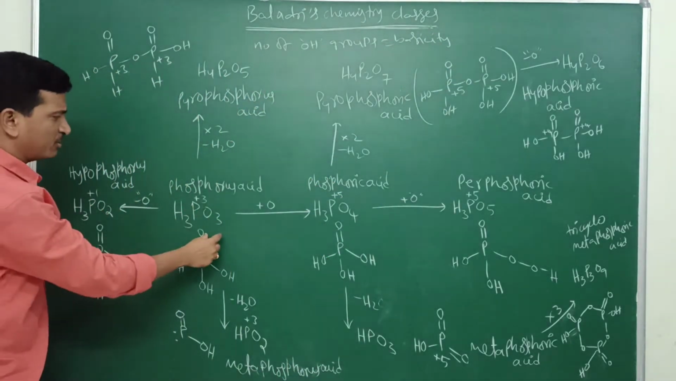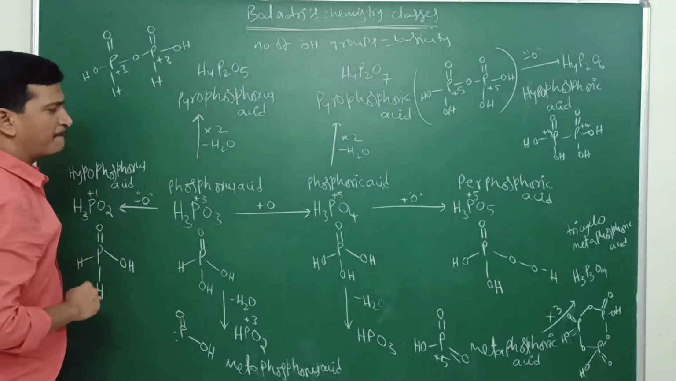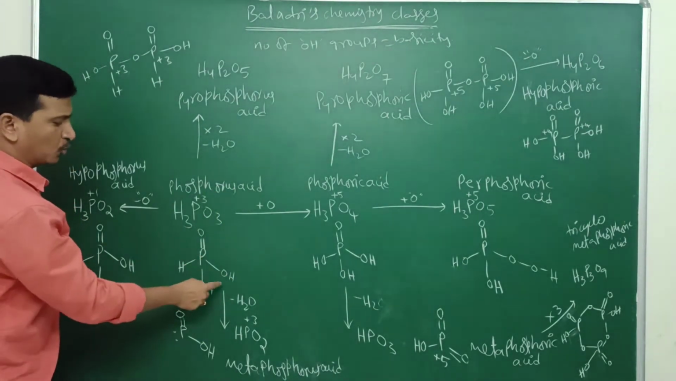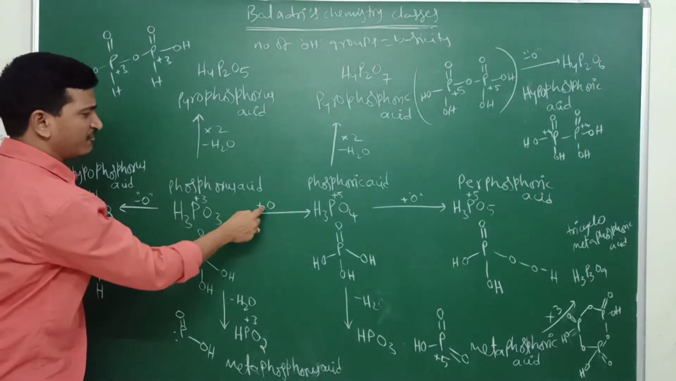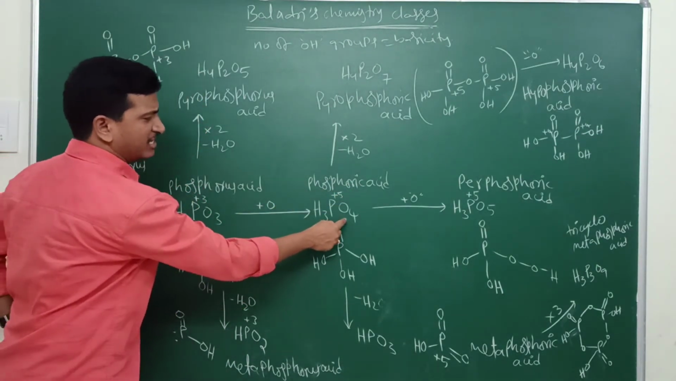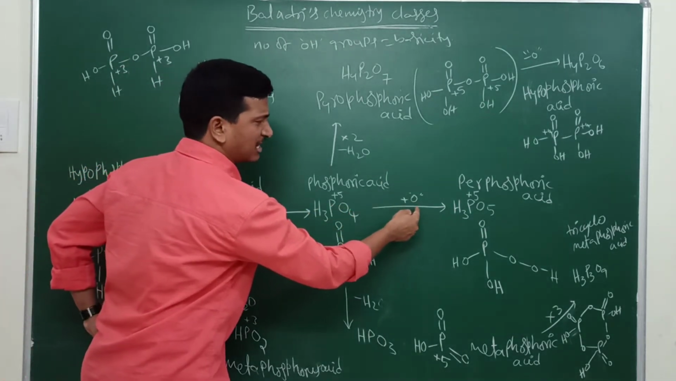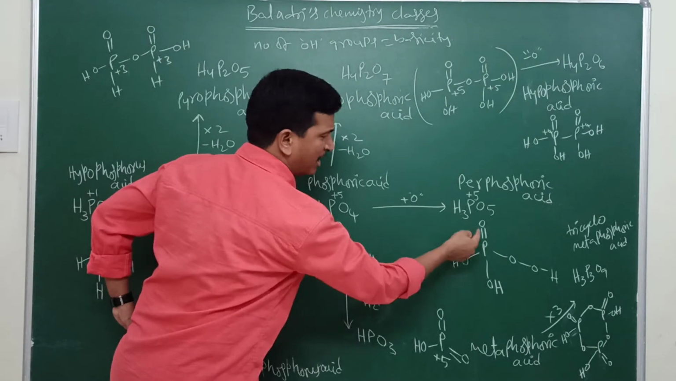Now come to H3PO3, that is phosphorus acid. There are two OH groups. So basicity of this phosphorus acid is what? 2. Okay. Now for ous acid, if you add one oxygen, you will get ic acid. That is called phosphoric acid, H3PO4. For phosphoric acid, if you add one more oxygen, then we will get perphosphoric acid.